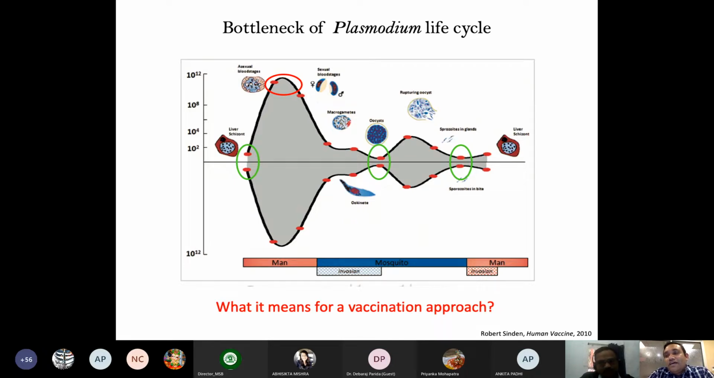And particularly in Odisha, the Naveen Patnaik government is aiming to eliminate malaria in Odisha by 2030. That's a very highly optimistic goal, but I don't know how it can be achieved at this moment.